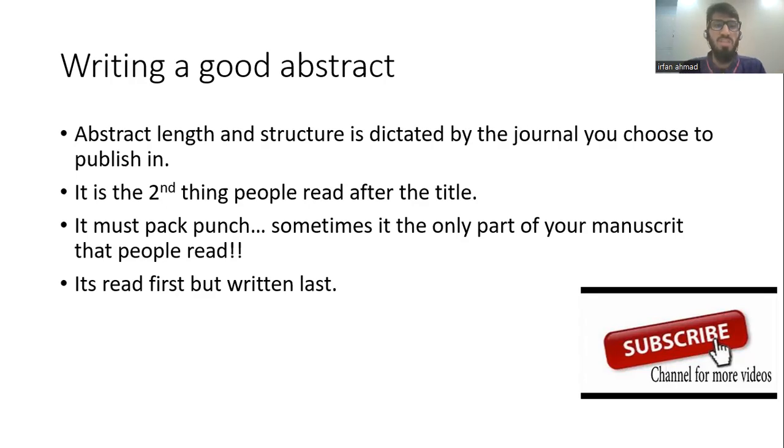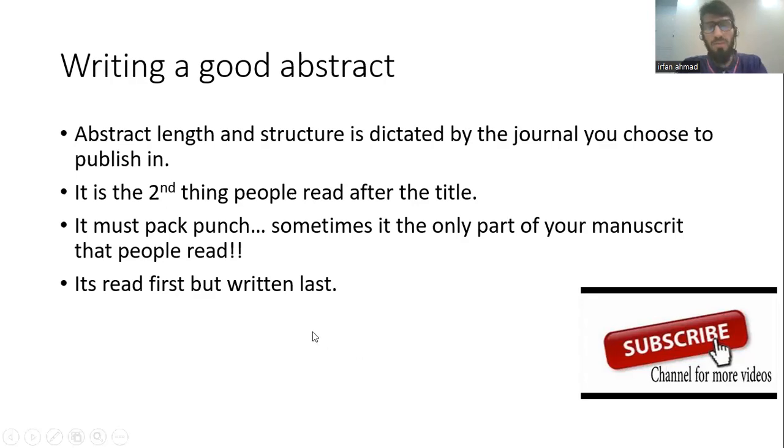It must pack a punch. Sometimes the abstract is the only part of your manuscript that people read, because when you send the paper to a journal and it is not open access, they only publish your abstract globally, so people can only see the abstract. So the best thing is you should include the best findings of your research in the abstract, so that people can cite it. You can get more citations from the abstract when you put the results in a concise way.